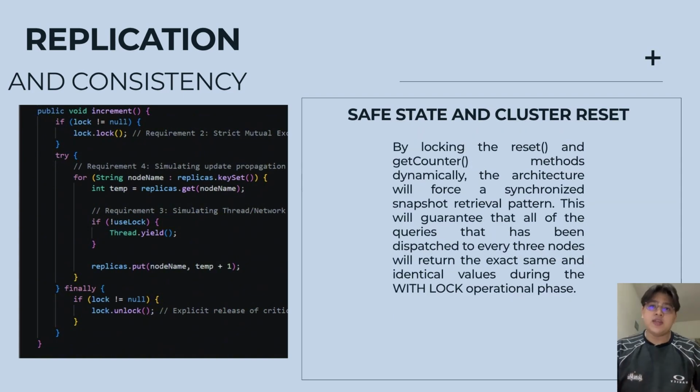Last but not least, we have safe state and cluster reset. For this part, we safely verify and clear out our cluster states. We have the get counter and reset methods. Both data retrieval and maintenance tasks are wrapped inside identical lock monitoring blocks. When synchronization is active, these boundaries completely eliminate dirty or stale reads. This guarantees that any query request targeting a specific replica node will always return a perfectly uniform and aligned value across the system timelines.